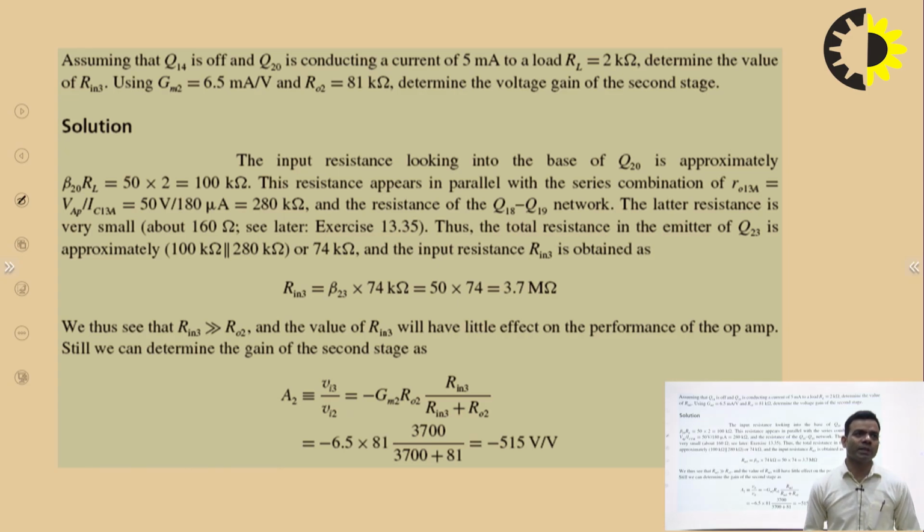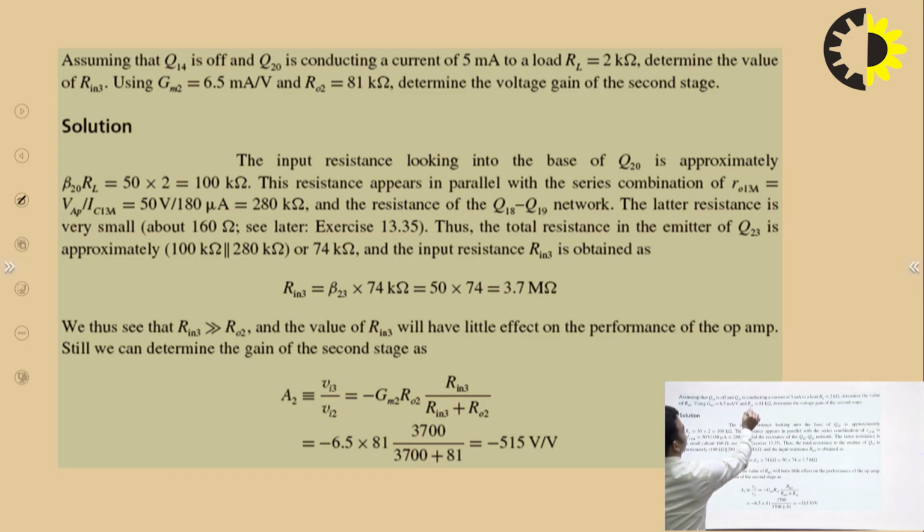Here we are assuming that Q14 is off and Q20 is conducting a current of 5 milliampere to a load RL equal to 2 kilo ohm. Determine the value of Rin3. Indirectly, we are going to find out the input resistance of the third stage, using gm2 equal to 6.5 and RO2 equal to 81 kilo ohm. These are the values which I have already obtained, and now determine the gain of the second stage.